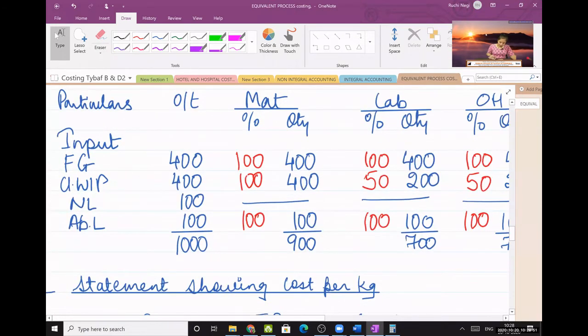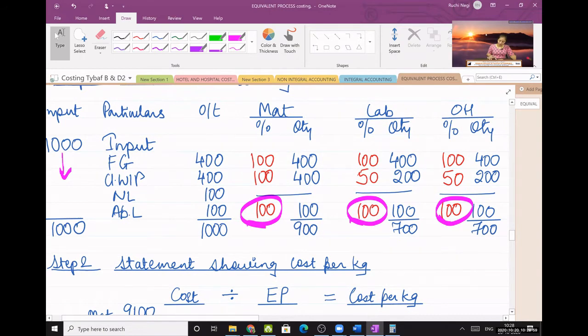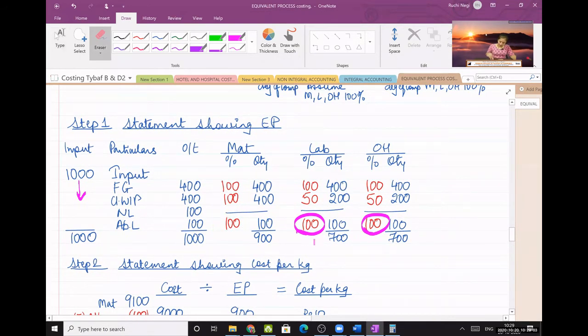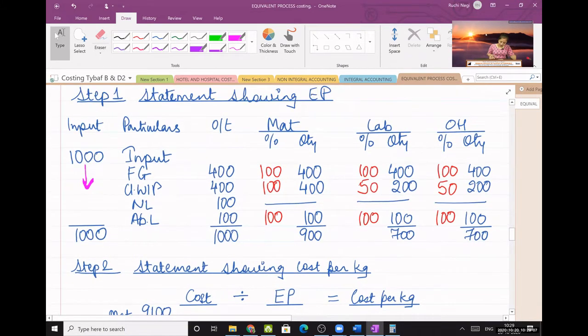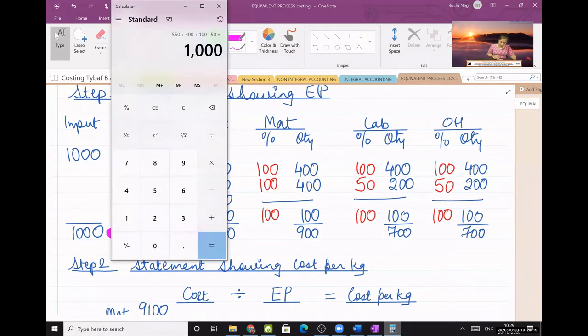So 100, 100, 100, right? 100%, 100%, 100%. So 100's 100% is what? 100 kgs, 100 kgs, 100 kgs respectively. Now, just total it. So this input should be equal to output. If it is not equal, it means you have made some error in calculation, so you have to recheck them. So let me check the output column.